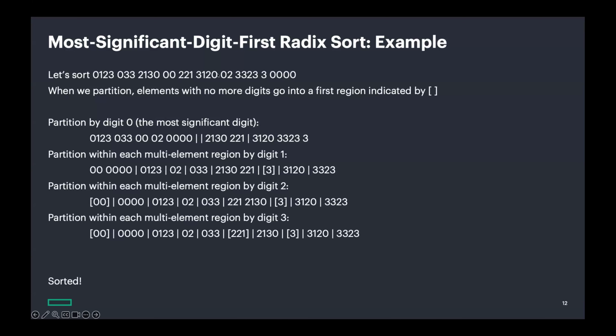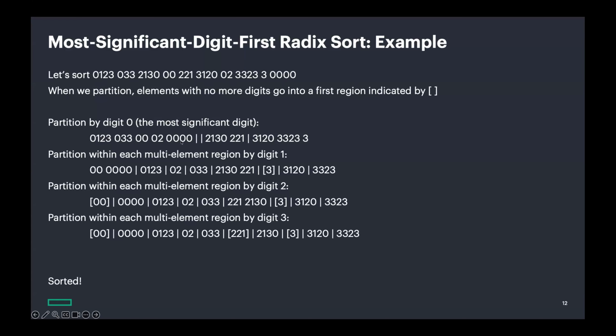Here's a little example with most significant digit first radix sort. I made a bunch of little strings of digits here that have varying lengths to kind of convey that. First, we sort by the initial leftmost digit, the most significant digit. So you've got all the things that start with 0. There were none that started with 1. So there's empty region 2 and then 3.